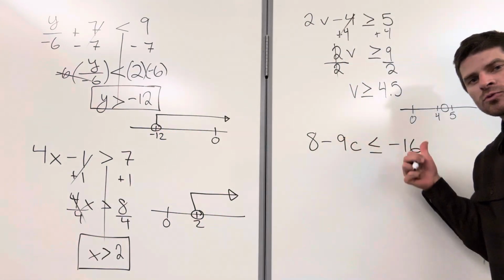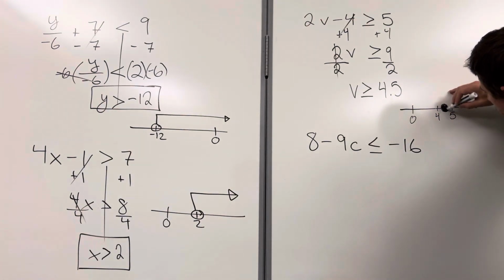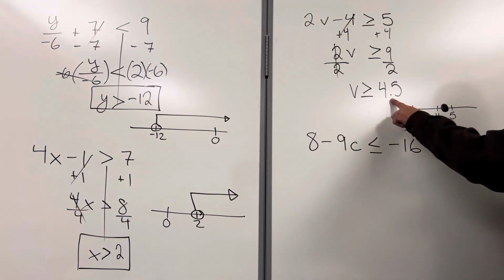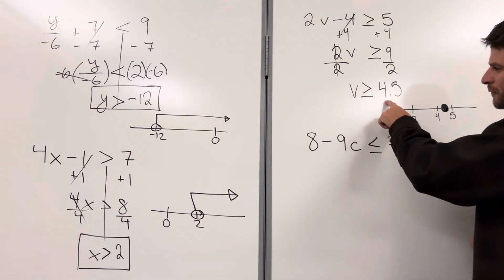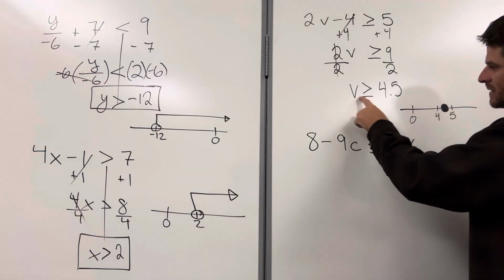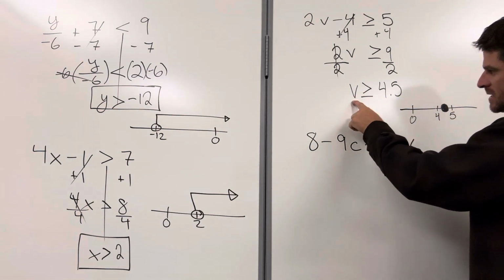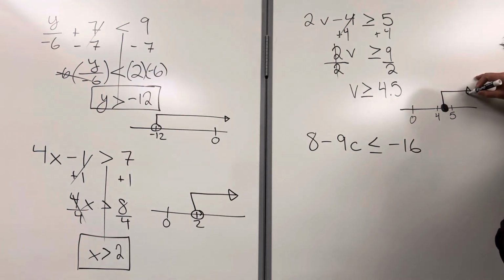What we're going to do on this one is we're going to close it. Why are we closing the dot? We're filling it in because we're saying V has to be greater than or it can be equal to 4.5. So we want to include 4.5 as well as everything that's larger than 4.5. V is greater than or equal to 4.5. So greater than would be to the right.